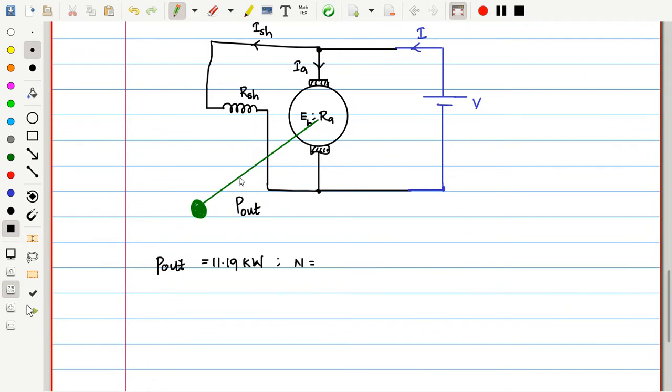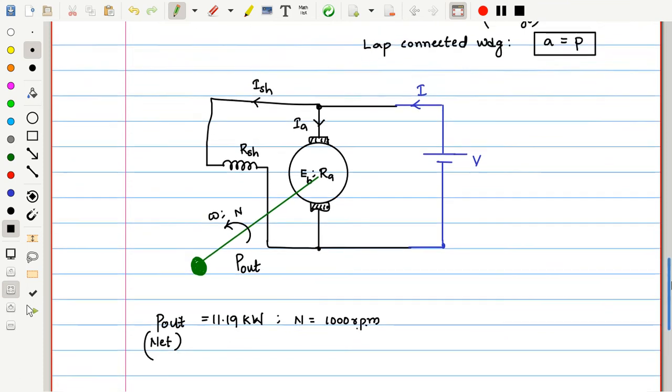And at what speed is this? If this machine is rotating at a velocity of n, or angular velocity of omega, at this speed the output power is 11.19. Whenever they say output, it is the final output, what we call net output, which we call mechanical output power. How much is the speed? Speed is 1000 rpm, revolutions per minute. That's why I used capital letter N. If it is given as rps, I will use small letter n.